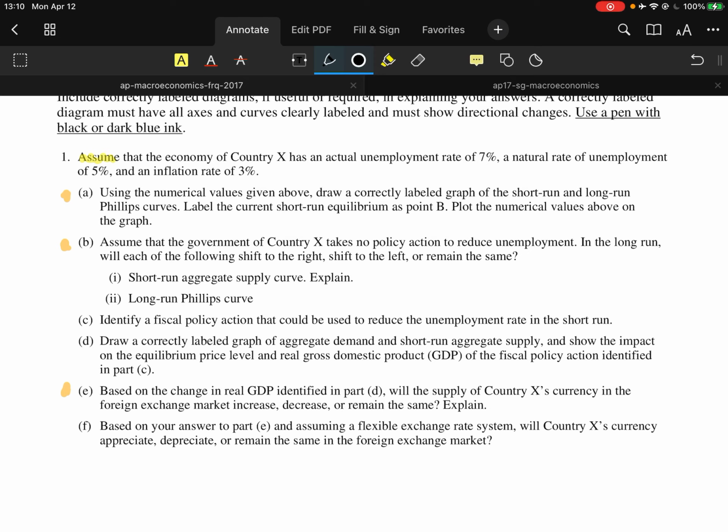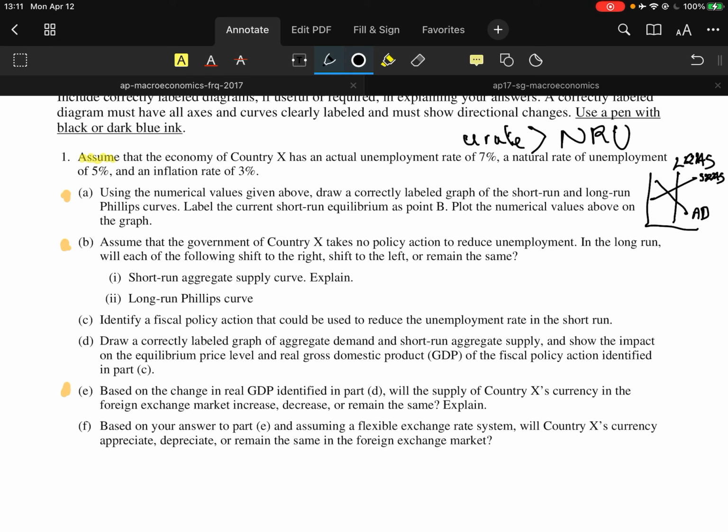So if we go back up to the assume, we have an actual rate of unemployment of 7% and NRU, a natural rate of unemployment of 5%. So we know that the U rate is greater than NRU. So if we were to, and I apologize for the terribleness of my drawings, if we were to look at this in AS/AD, we'd know that if the U rate is greater than the NRU, SRAS and AD intersect to the left of LRAS, so we have a recessionary gap.